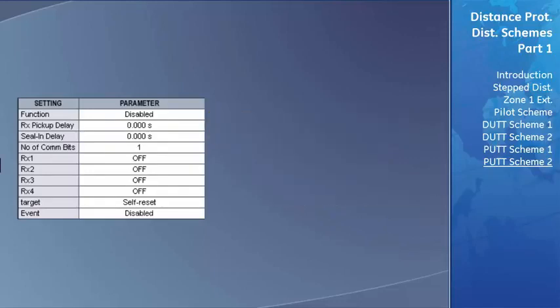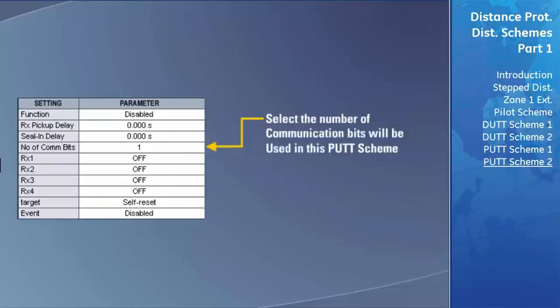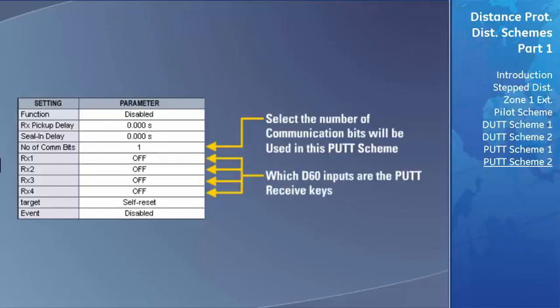The next field to set is the number of communication bits that will be used by the PUTT scheme as we described earlier. The options to choose in this field are to use a 1-bit, 2-bit, and 4-bit communication scheme. The next 4 inputs let the D60 know which inputs to the relay are the 4 PUTT receive key signals. Again, these inputs may be contact inputs, remote inputs, or direct inputs.